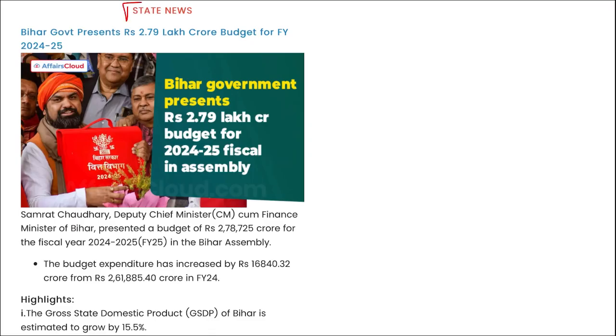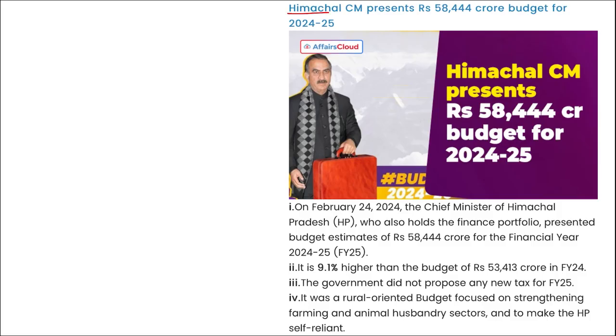Next is state news. The Bihar government has presented the budget worth 2.79 lakh crore rupees for fiscal year 25, and the gross state GDP of Bihar is expected to grow by 5.5%. Next, the Himachal Pradesh Chief Minister presented the budget, that is 58,444 crore rupees for fiscal year 25, and this is 9.1% higher than the budget of last fiscal year.